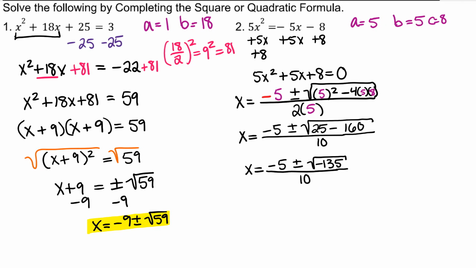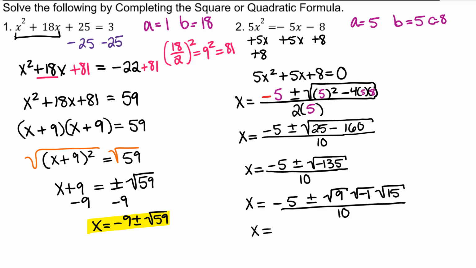So first, simplify the radical. 25 looks like it might go into 135, but no, it does not. What about 16? No, try 9. 9 goes into 135. Now I would be able to reduce this if this number also had a common factor with 5 and 10. But no, it does not, so I'm done. Here are my 2 answers.